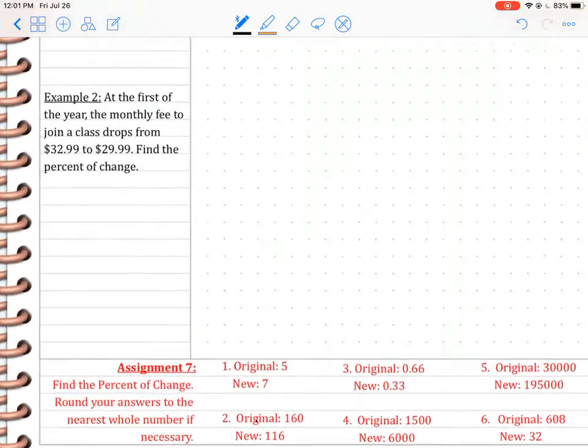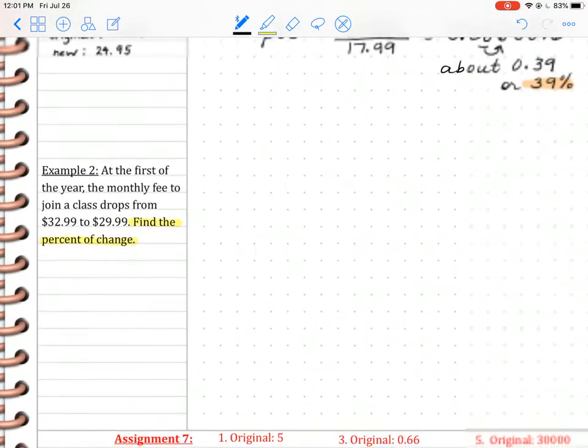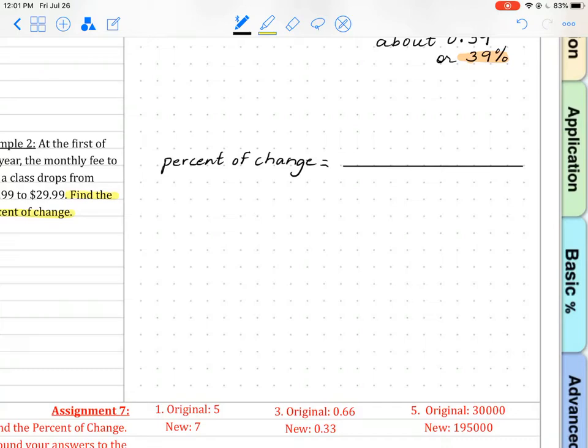Okay, here's another one. At the first of the year, the monthly fee to join a class drops from $32.99 to $29.99. Find the percent of change. So as soon as I see percent of change, I need that formula. That's really the only way to calculate a percent of change. So if you see that, you're going to need this recipe, this formula that is pretty complicated. If you're not used to formulas, I do see that that can be a challenge. But it's always the new minus the original, and the original will always be on the bottom. You never have to worry about that.